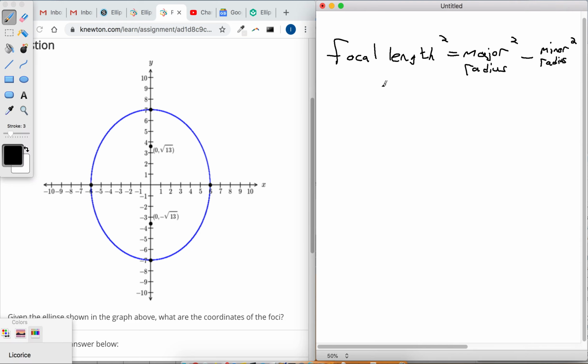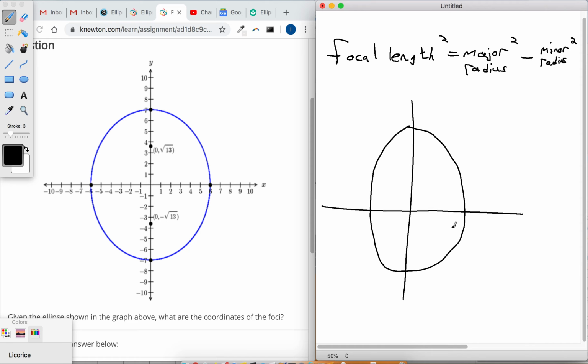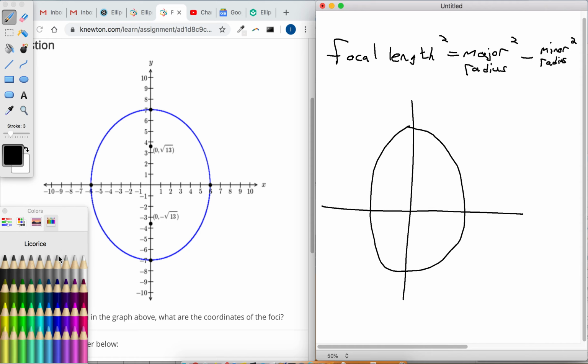The focal length can be determined through this equation here. It's focal length squared equals the major radius squared minus the minor radius squared. And I can show you what those are here. So if we have an ellipse where it's bigger on the y-axis like this one, then there's foci that are here or here. So this would be a focal length, the distance between the foci and the origin.